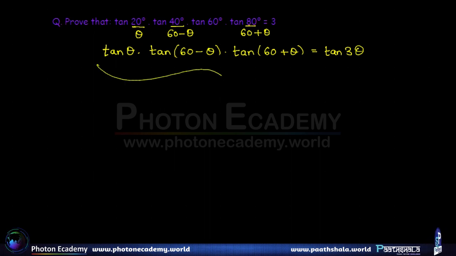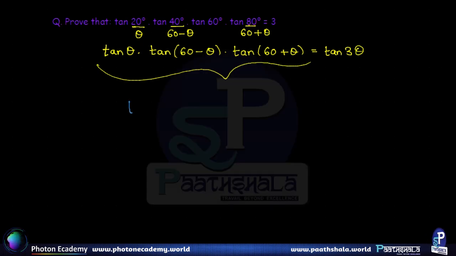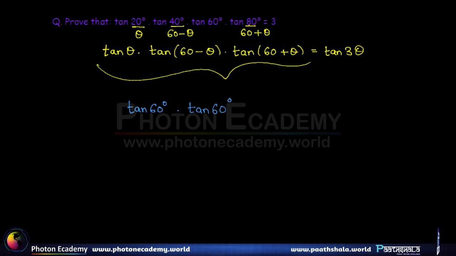So applying this formula, let us write, this will become tan of 3 into 20. So 3 into 20 is 60. So tan 60 into tan 60. This will be our LHS, and we know that tan 60 is root 3. So root 3 square is equal to 3. And that is what we had to prove.